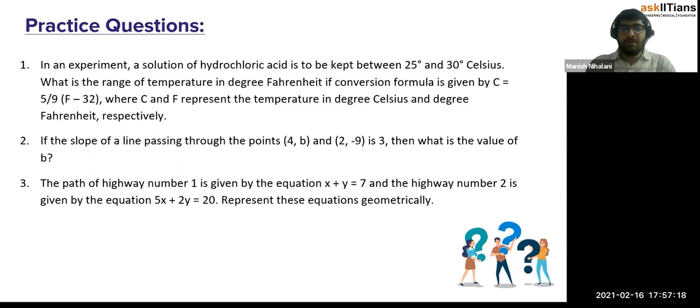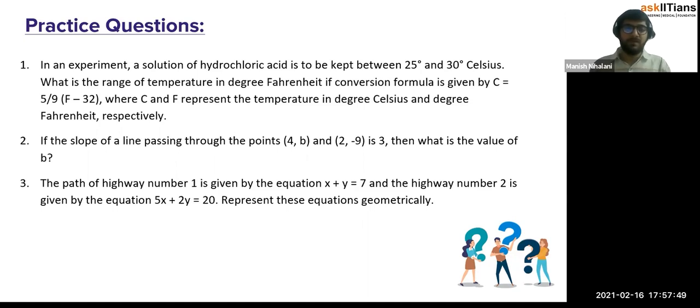I hope you all understood the concept of slope, how to represent equations graphically and find their solutions as well. So these are some practice questions which you can try as homework. The first question is an application based question, which we discussed in the first lecture as well. You'll remember in the first lecture we discussed the boat problems where the boat was flowing downstream, boat was flowing upstream. So this is exactly similar to that sum. And in the second, you are given the value of slope, you just have to find the value of b.